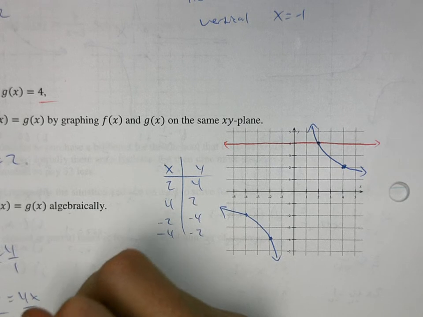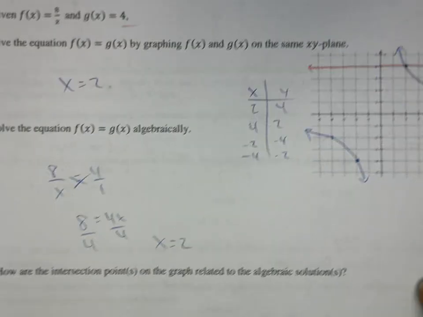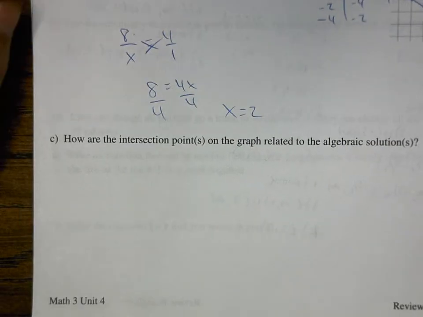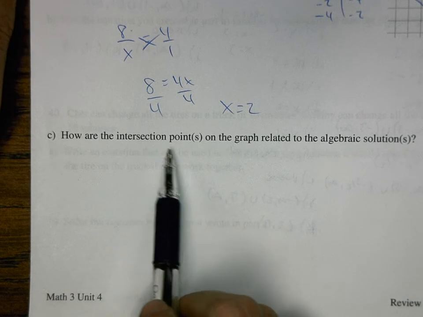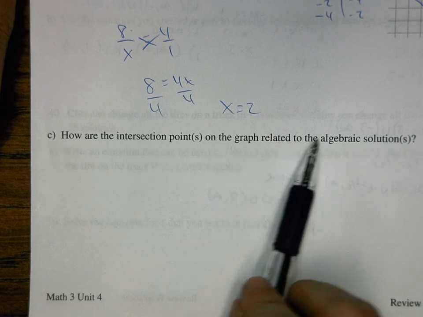And how are the intersection points on the graph related to the algebraic solutions? They are the same. Peace.